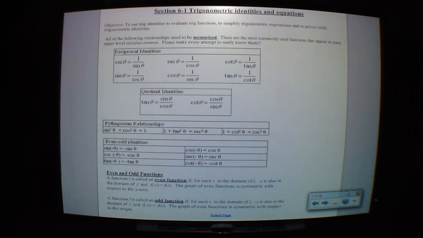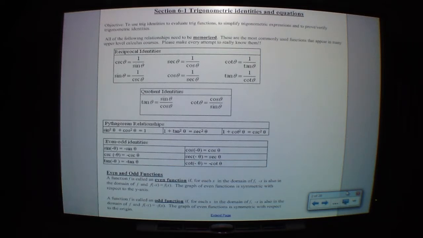6.1, trigonometric identities and equations. We're going to use trig identities to evaluate trig functions, simplify trigonometric expressions, and prove and verify trigonometric identities. The following needs to be memorized. You need to know these.